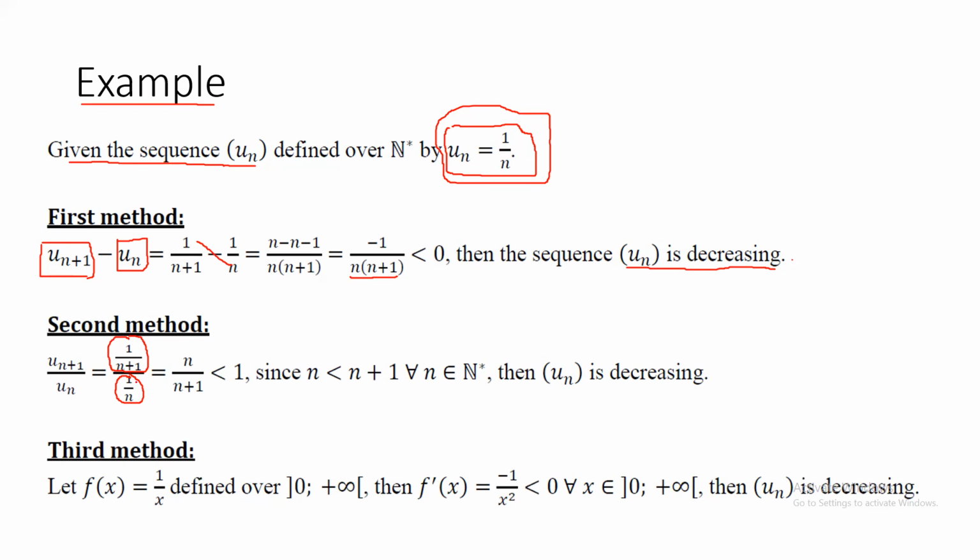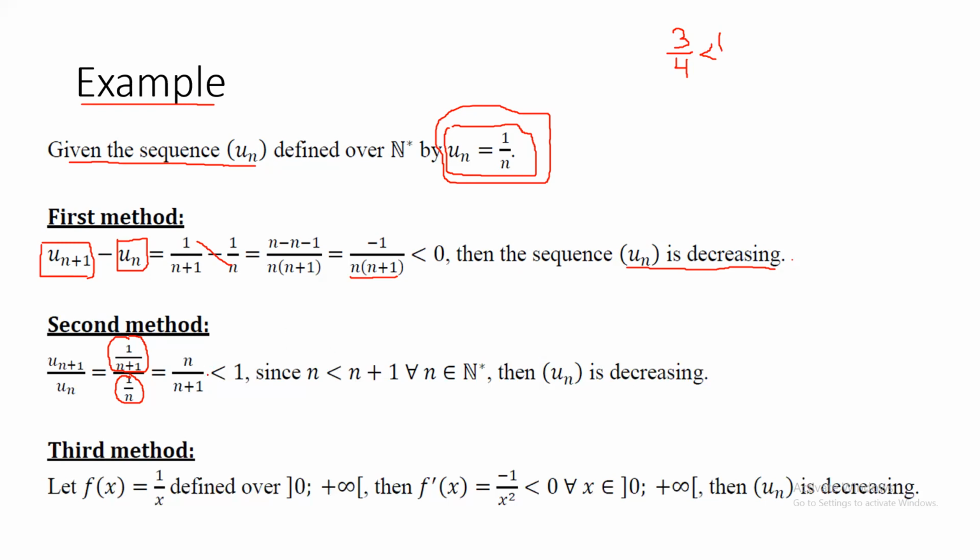un plus 1 over un equals n over n plus 1, which is less than 1. Why is this one less than 1? How to know if a fraction is less than 1 or greater than 1? For example, 3 over 4 is less than 1. How did we know it is less than 1? Because the denominator is bigger than the numerator.